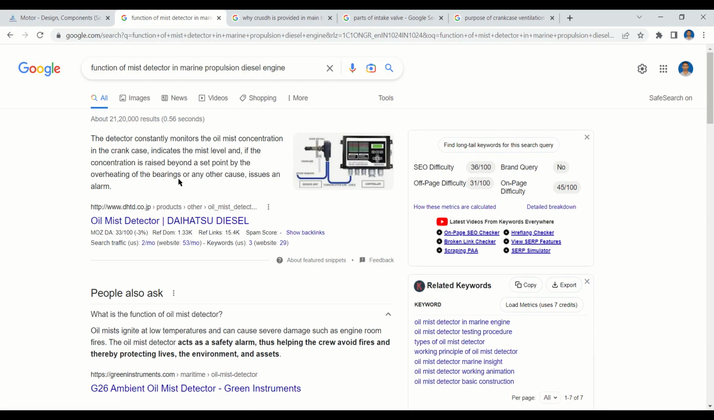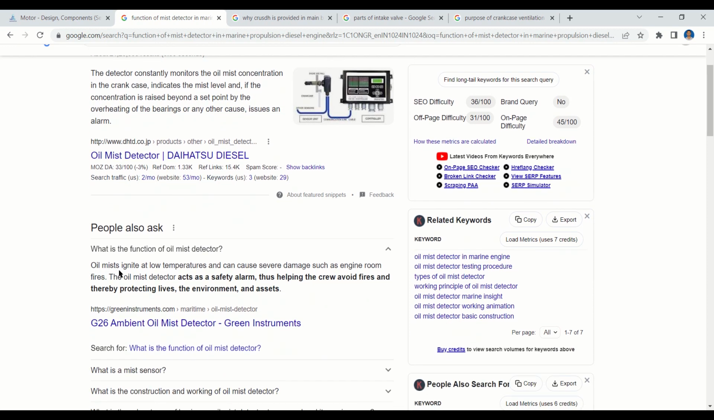Let's see the function of an oil mist detector. The detector constantly monitors the oil mist concentration in the crankcase, indicates the mist level, and if the concentration is raised beyond a set point by the overheating of the bearing or any other cause, issues an alarm. Oil mist ignites at low temperatures and can cause severe damage such as engine room fires. The oil mist detector acts as a safety alarm, thus helping the crew avoid fires and thereby protecting lives, the environment and assets.